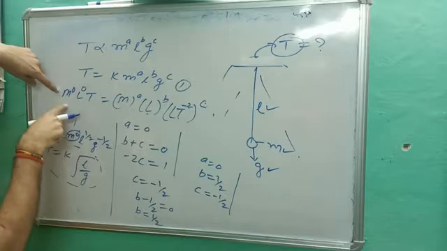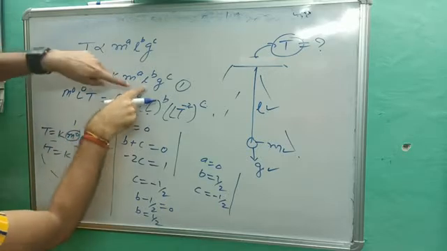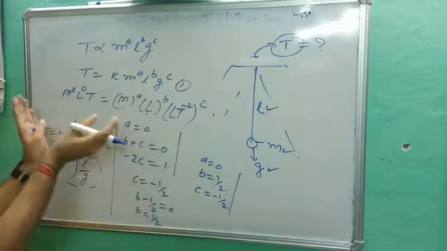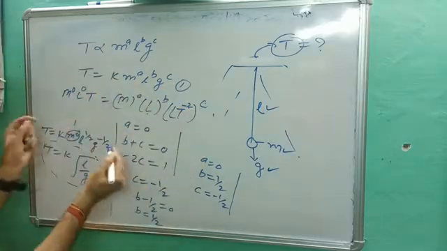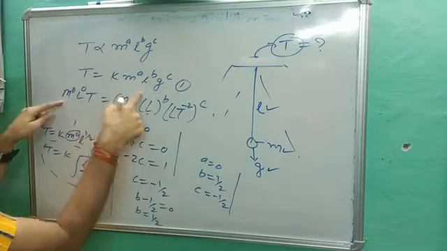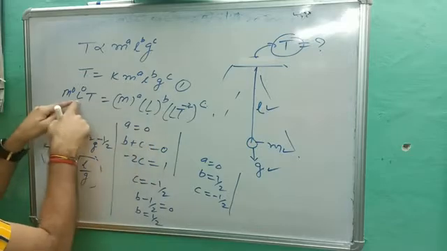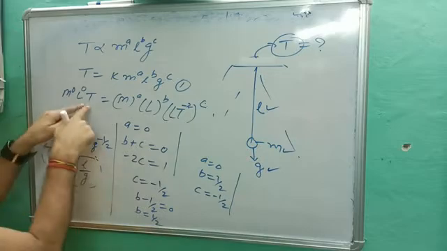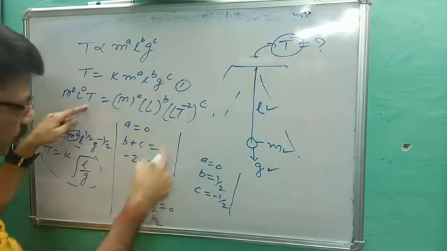T can be written as M^0 L^0 T^1, equal to M^a, L^b, and g, which is L T^-2, to the power c. Now we will compare the left side and right side with their raised powers. Here M^0, and here M^a, so a is equal to 0. Here L^0, and here L^b and L^c, so b plus c is equal to 0. T^1, and here T^-2c.